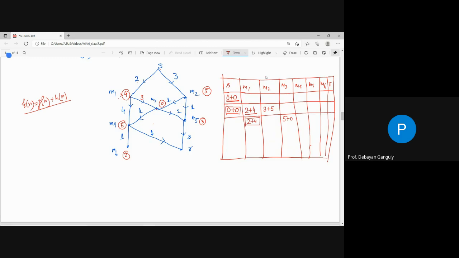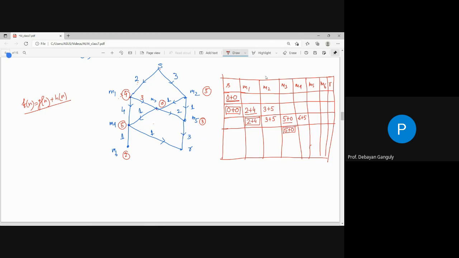And from M1, the next successor is M4. This is 2 plus 4, that is 6, and the heuristic is 5. That means 6 plus 5. And already there is 3 plus 5. So among them, the minimum is 5 plus 0, right? So I can select the 5 plus 0, and it can be placed in the closed list, right?